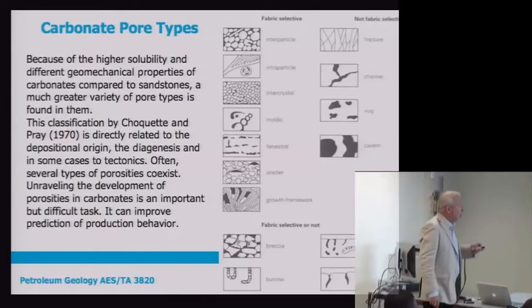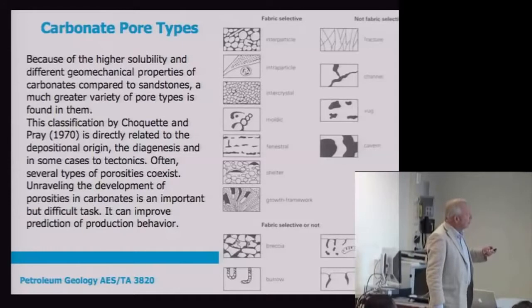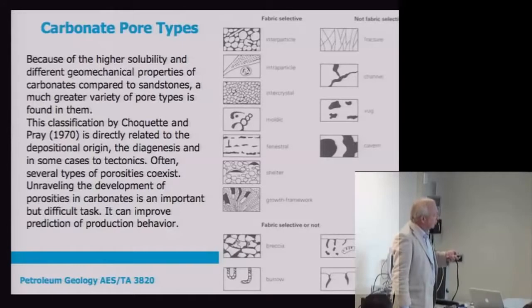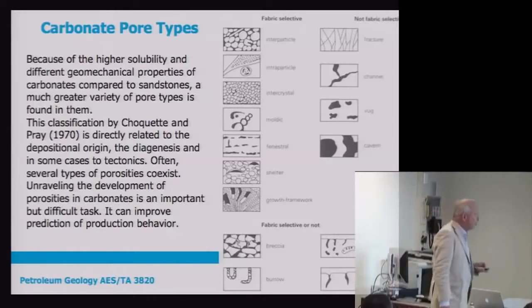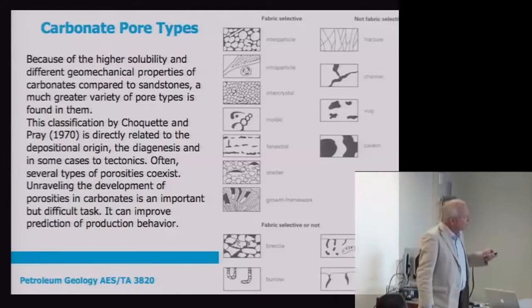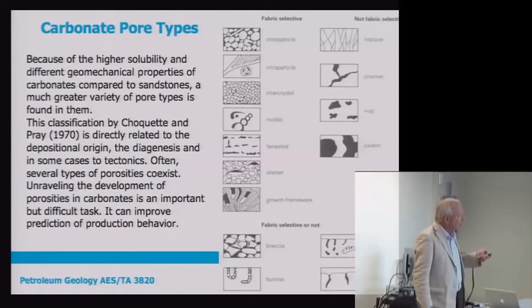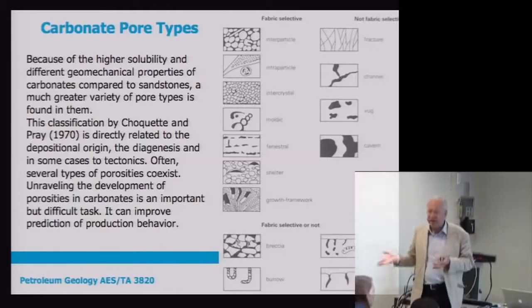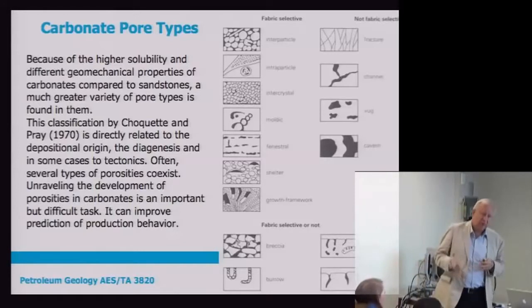And they're drastically different, because you'd expect here very good permeability, very good connectivity, depending on how much of this intercrystalline porosity there really is, and probably very low permeability here. And then you see others, you don't need to bother about all these geological terms here, but there are many different ways of doing it. The only one that I would like to show you here is a so-called non-fabric selective porosity, and that's fractures, because carbonates have a tendency to fracture. They're brittle rocks.